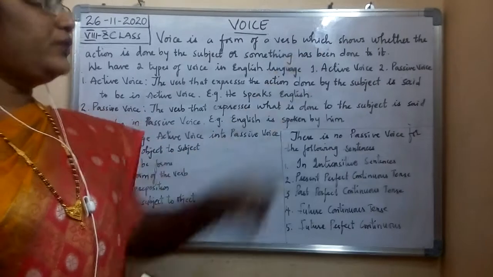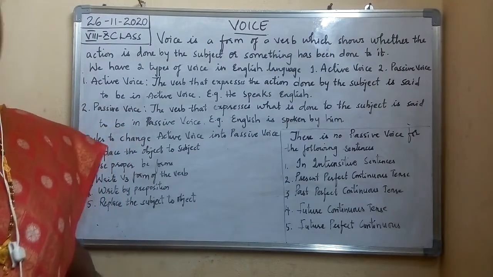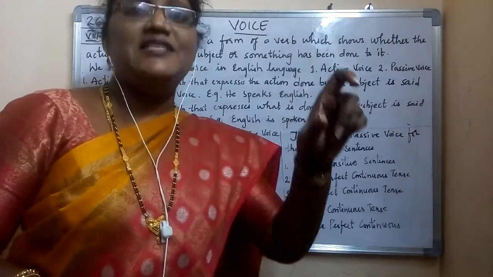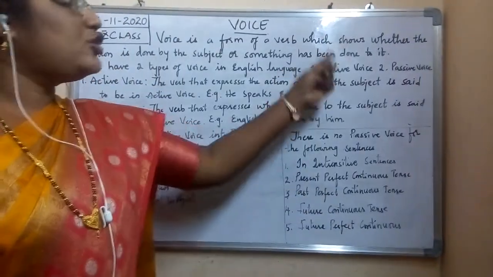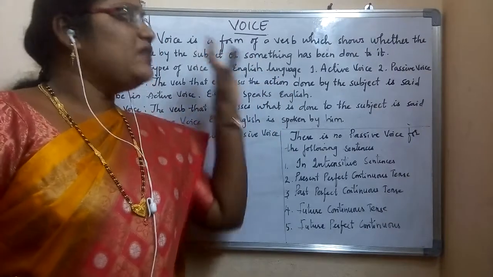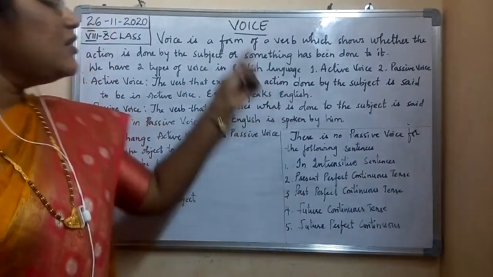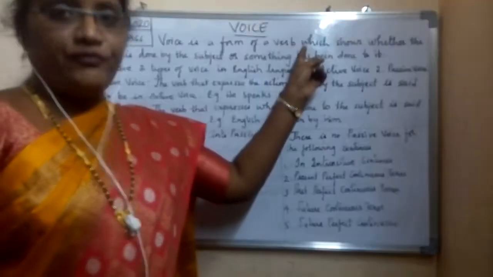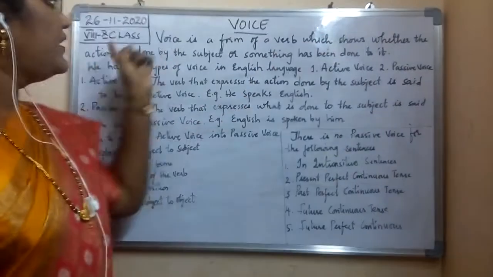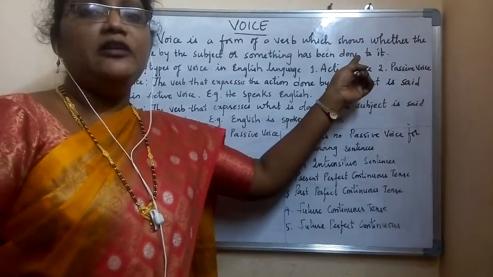Voice is a form of a verb which shows whether the action is done by the subject or something has been done to it. So what is voice? Voice is a form of a verb which shows whether the action is done by the subject. Okay. For example, if I give one sentence, who is going to perform that action here? Okay. Now see here, voice is a form of a verb which shows whether the action is done by the subject or something has been done to it.